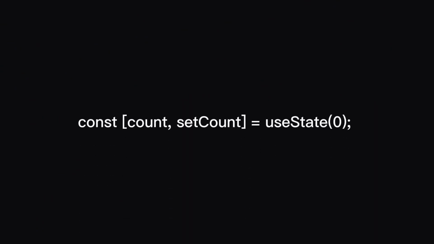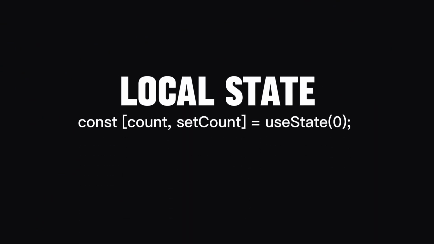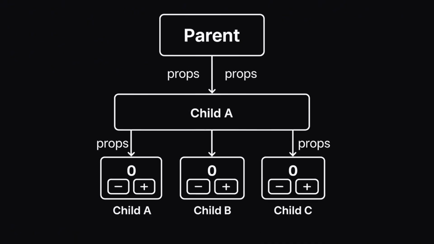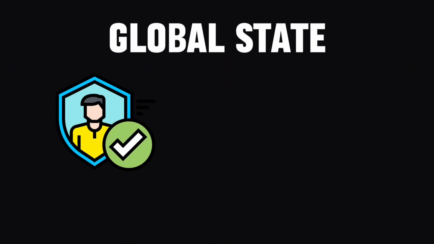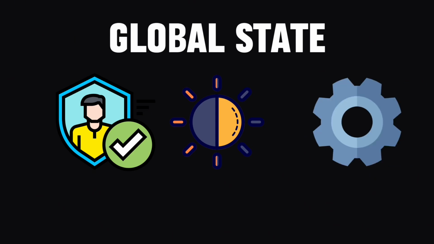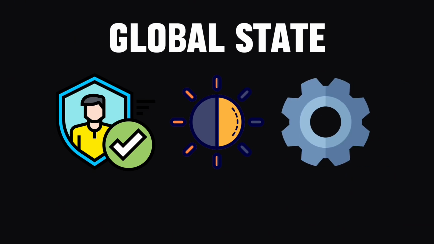Let me give you an example. Start with a simple counter in a component. That's going to be local. If you have three components that all need to know the counter value, lift that state up to a shared parent and pass it down. Still simple. Only when something like user authentication, a theme, or an app-wide setting needs to be accessed everywhere should you place it into global state.